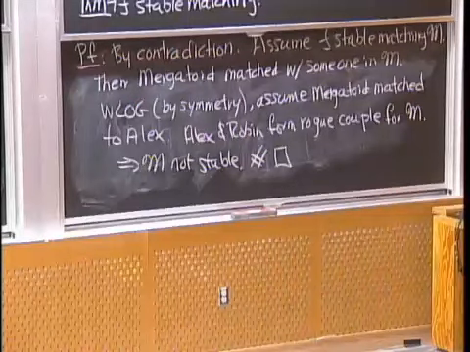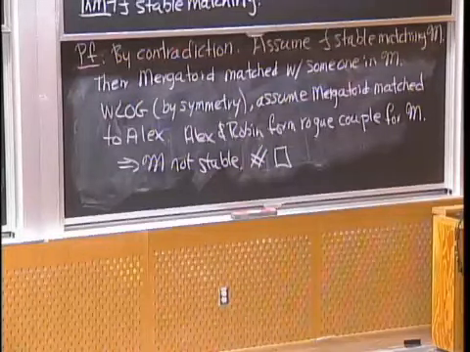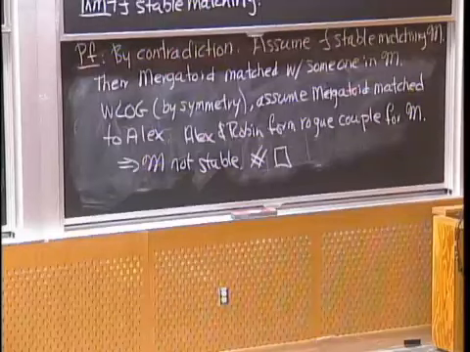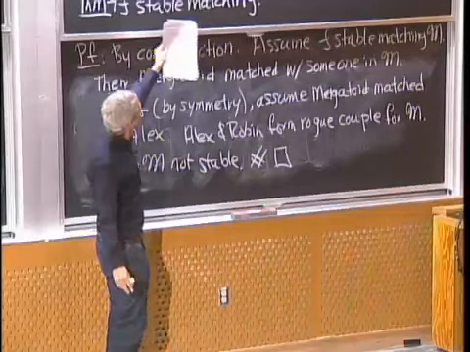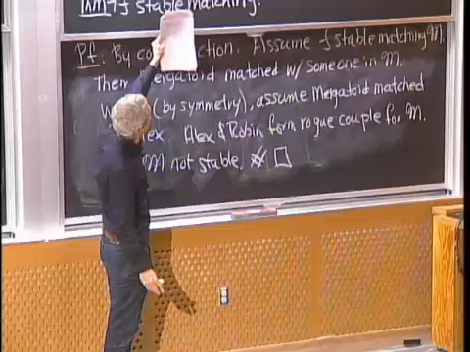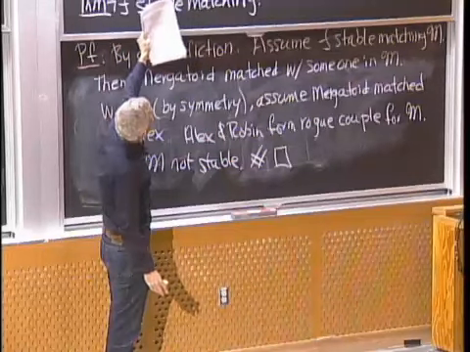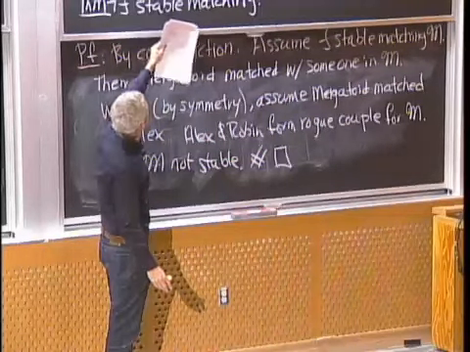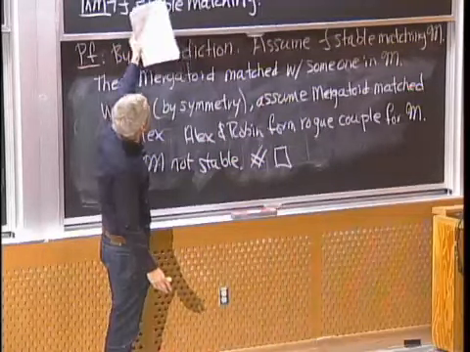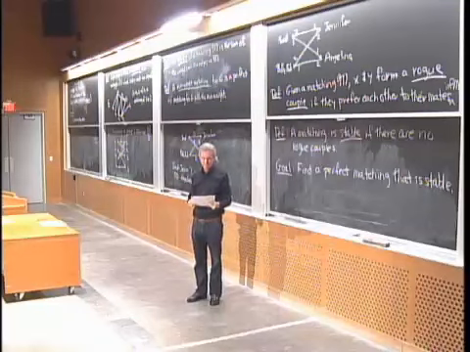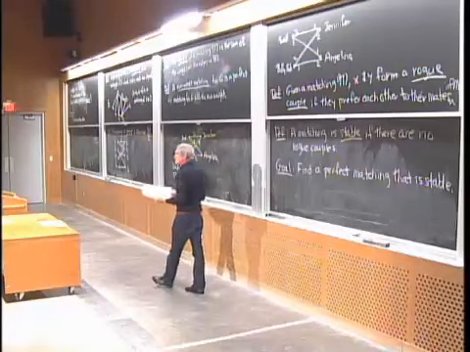Any questions about that? I'm sort of implying here that you could have had Murgatroyd matched to Bobby Joe, and then Bobby Joe and Alex would have been a rogue couple, or Murgatroyd matched to Robin, and then Robin and Bobby Joe would be a rogue couple, by the without loss of generality. So it's okay to use that, but you want to be careful that you're doing it okay. Questions?